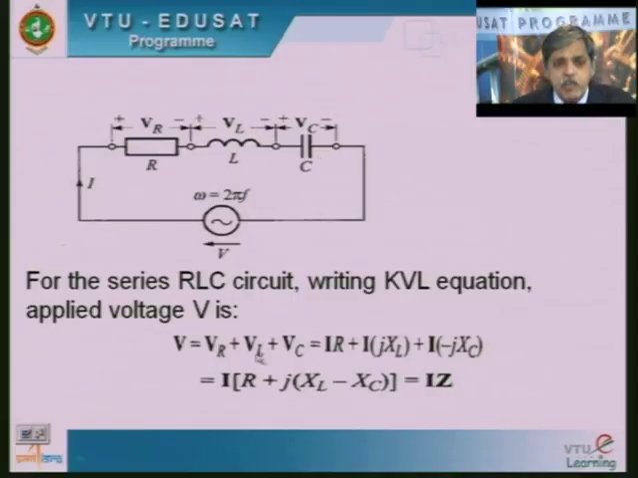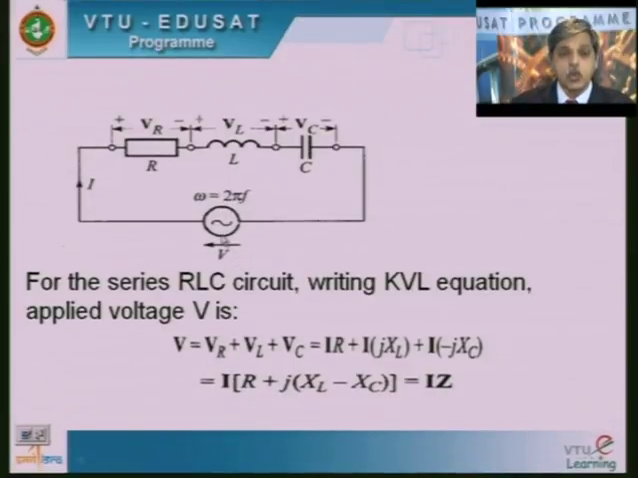Now if you see the equation here, I have just applied Kirchhoff's voltage law. The sum of these drops should be equal to the potential rise in a closed loop as per the voltage law. So that will give us the total voltage V equals VR plus VL plus VC. This is equal to I times R, the drop across the resistor, plus I times XL, the magnitude of the voltage drop across the inductor, plus I times XC, the magnitude of the voltage drop across the capacitor.